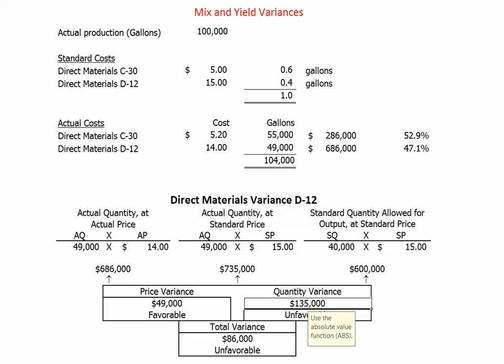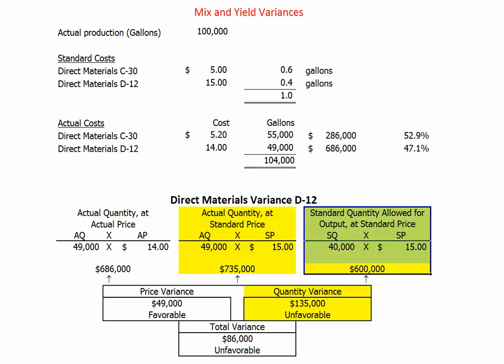Once again, if you haven't done so, pause this video so you can calculate your mix and yield variances. Our goal is to explain our total $135,000 unfavorable quantity variance, which again was the difference between the 735,000 and the 600,000 standard quantity allowed. So that's our starting point for our mix and yield variances.